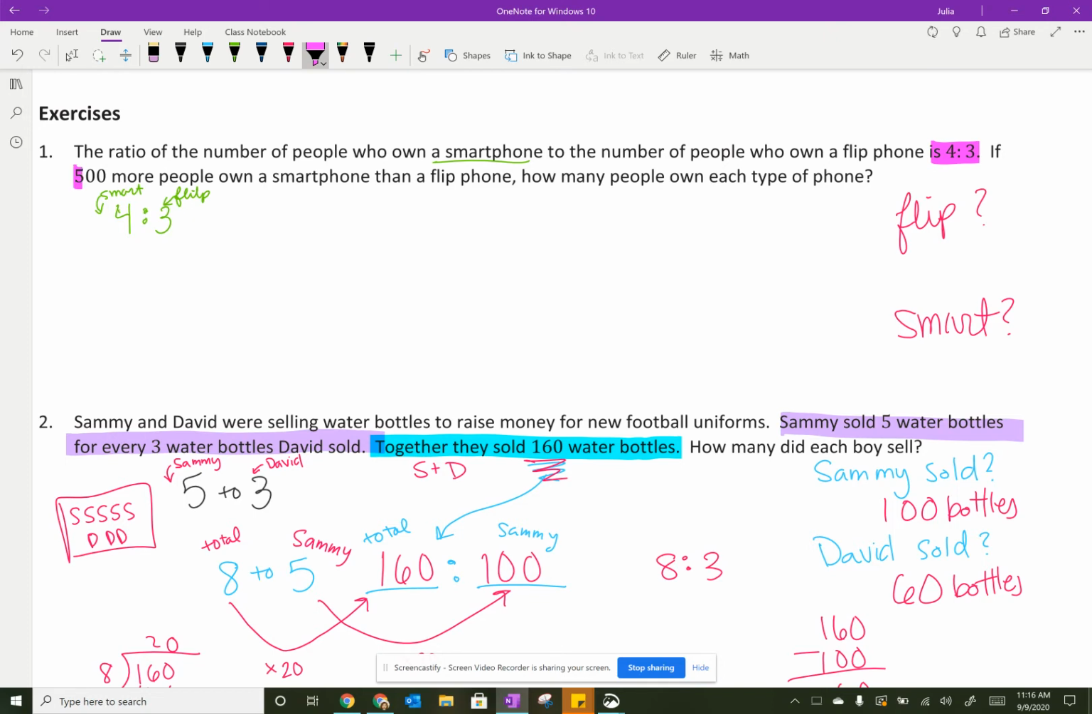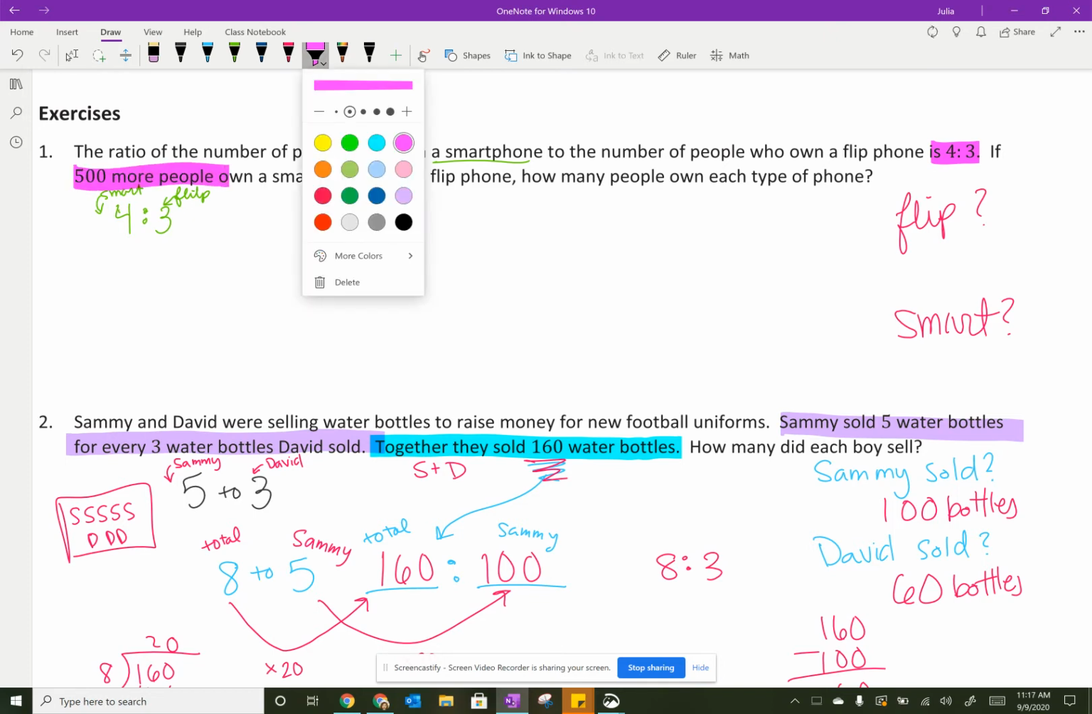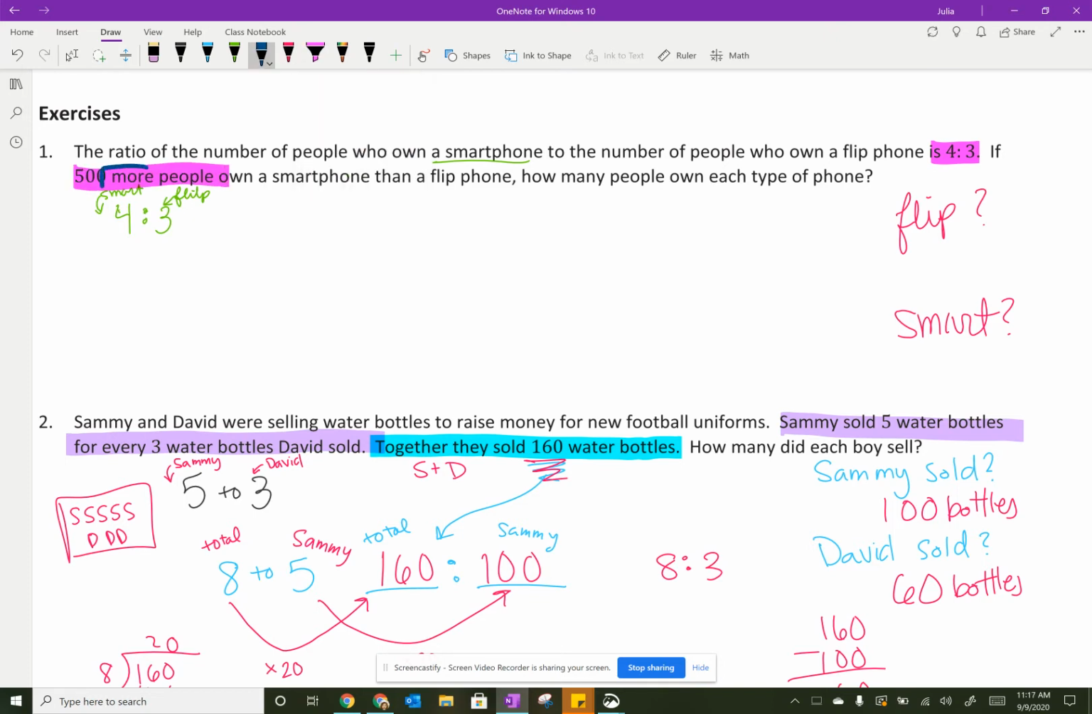And then if 500 more people, remember, our main word in this is more. So more is very important because that's going to change what I need to find. So when I see more in there, I need to create a ratio of something to my more. We can either choose smartphone or flip phone. Let's choose our flip phone to our more.